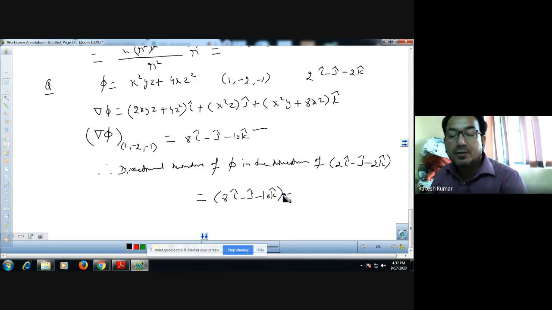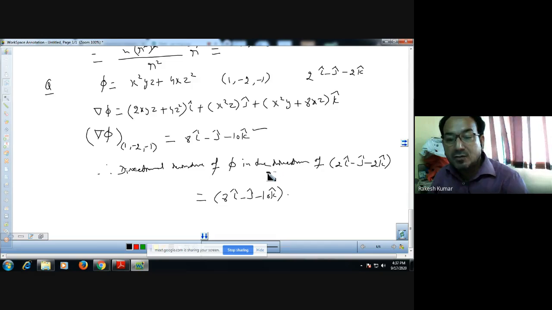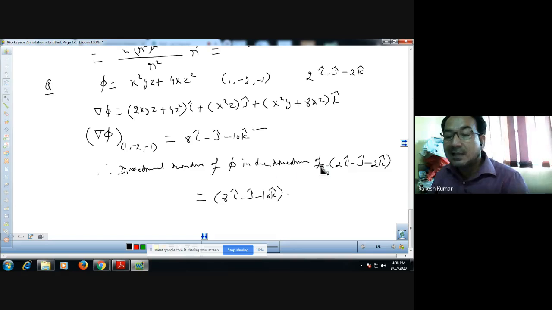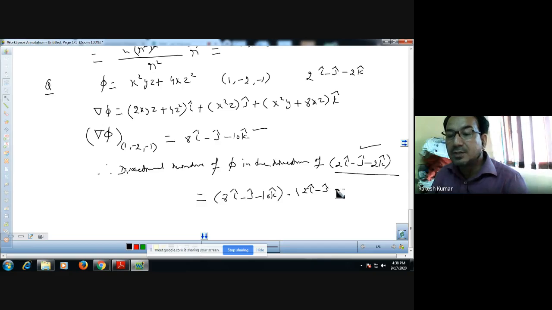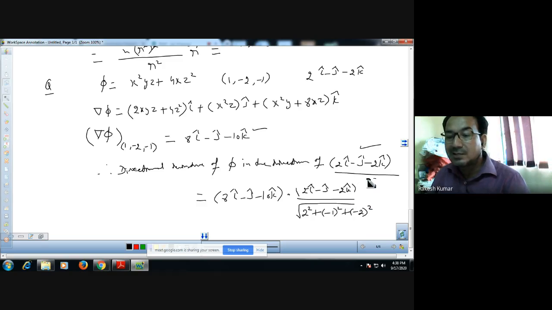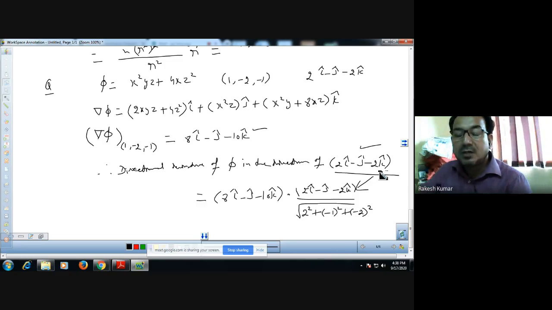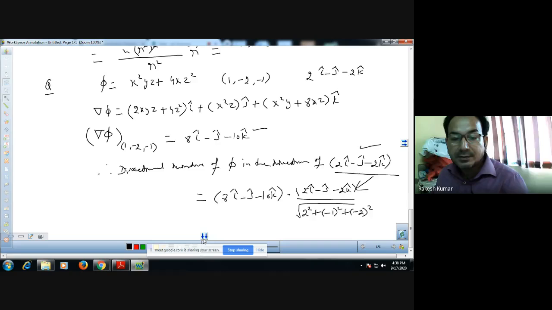Always remember, we want to find out the directional derivative in a direction. So the direction is important. It means we need to find out the unit vector in that direction. So for the dot product, that is 2I minus j minus 2k, we need its unit vector. So its unit vector will be over the square root of 2 square plus minus 1 square plus minus 2 square. So this is the unit vector normal to the surface.